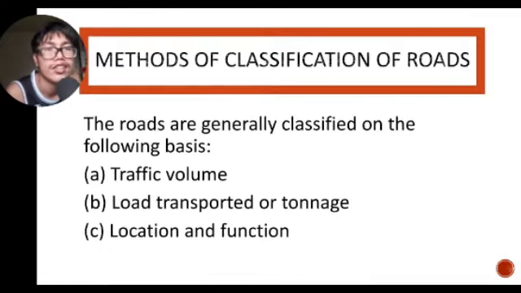Next, the methods of classification of roads. The roads are generally classified on the following basis. First is the traffic volume, B, load transported or tonnage, and location and function.